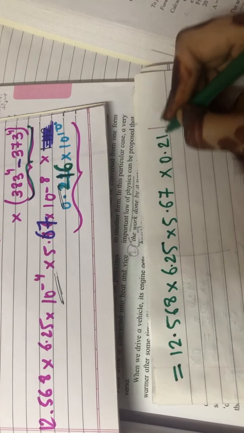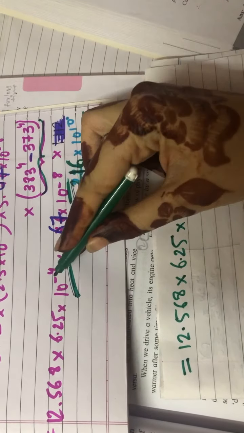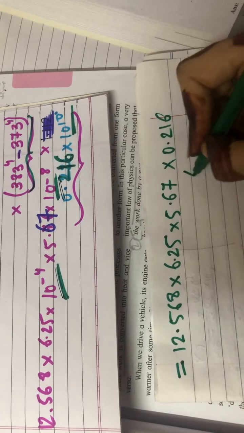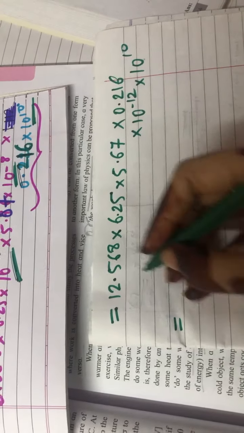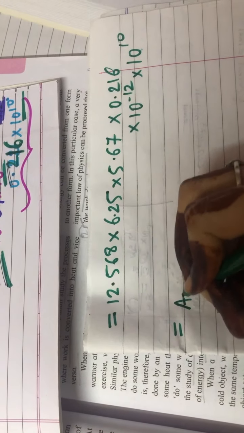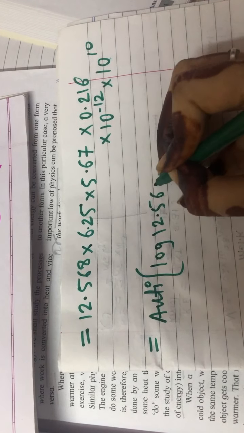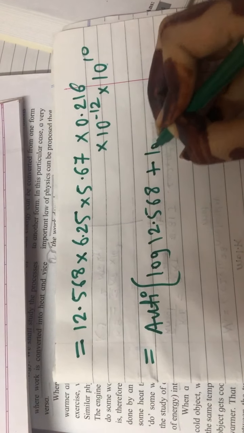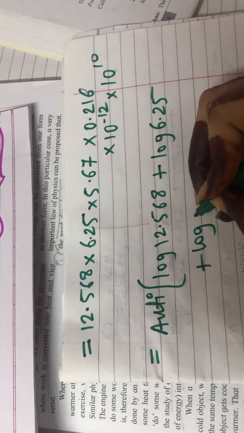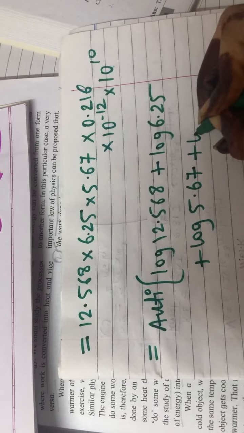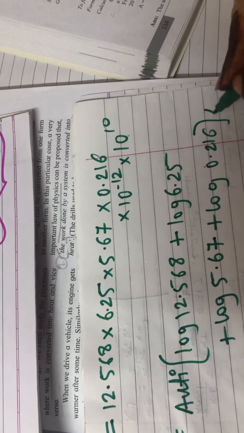Into 0.216, 10 raised to 10, 10 raised to minus 4 and 10 raised to minus 8. 10 raised to minus 4 into 10 raised to minus 8 is nothing but 10 raised to minus 12, and here we have 10 raised to 10. And I'll apply log in this calculation also. So anti-log and then log of 12.568 plus log of 6.25 plus log of 5.67 plus log of 0.216, and 10 minus 12 is minus 2.